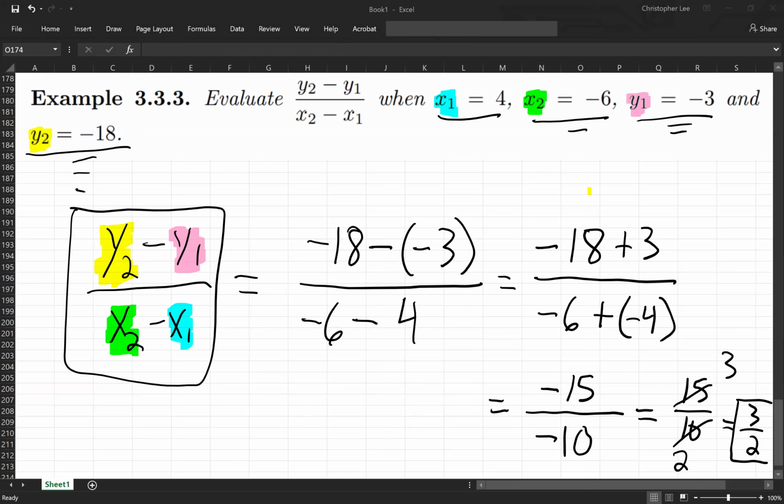Well, we reduced it by positive 5 because 5 goes into 15 3 times, and 5 goes into 10 2 times. So we just get a 3 over 2. Yeah, because we had a negative on the top and the bottom. The top was negative 15, the bottom was negative 10. So negative divided by negative is positive. That's why.